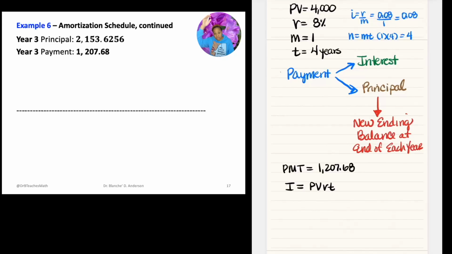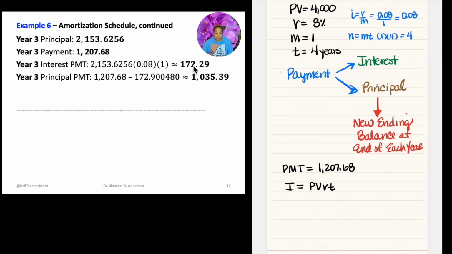I'm making a payment. Notice the payments don't change. Your payment is the same for the life of the loan. Calculate the interest on this amount, keeping all the decimal places. I get $172.29. If that went to the interest, take the payment minus that so I know how much went to the principal. Notice that the payment going to the principal is getting higher, which is good. That's what you want. You want the principal to come down. Then my ending balance is what I started with minus what went to the principal.